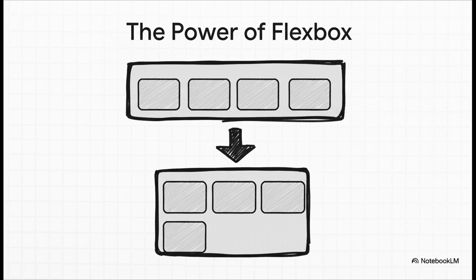Flexbox is just fantastic for smaller pieces, like a navigation menu or a group of product cards. You just tell a container display flex, and suddenly you have all these powerful alignment options. And with a simple command like flex wrap, you can tell the items to just drop down to the next line when they run out of room. That right there is a cornerstone of responsive behavior.